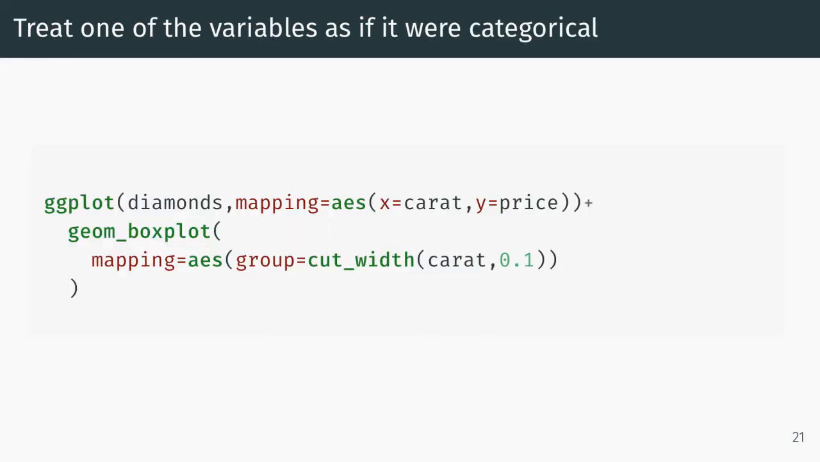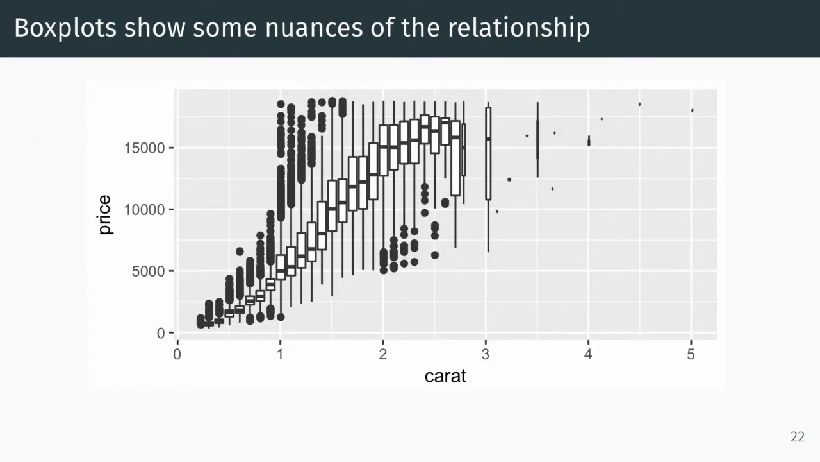We can treat one of the variables as if it were categorical, so we can create a box plot using continuous variables. And this actually shows some nuances of the relationship between price and carat. So price and carat are obviously related, but we're going to find that carat isn't the only thing that determines price.